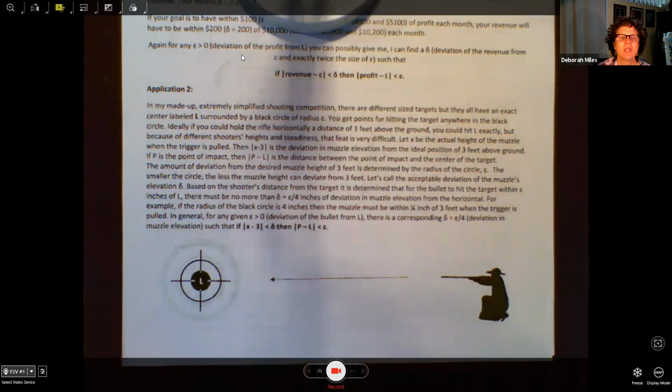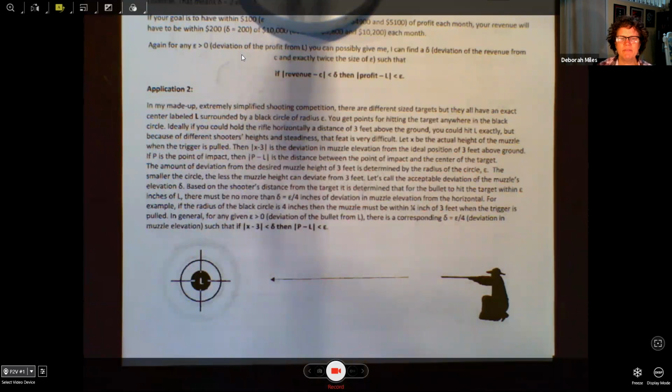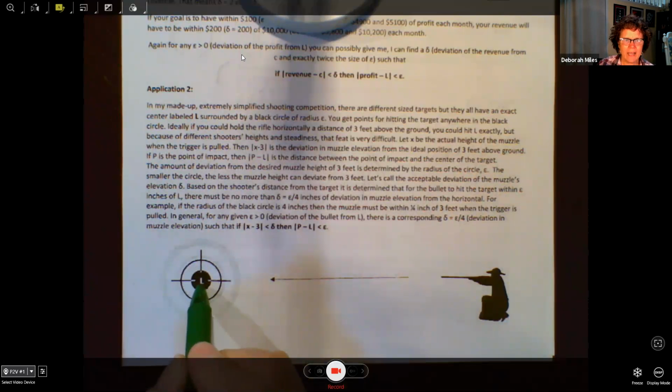definition of the limit. All right, and let me preface this by saying I don't know anything about target shooting. I made all this up. It sounds reasonable to me, but somebody who's really been in shooting competitions may go, that's not how it works at all. So complete fiction here. In my made up, extremely simplified shooting competition, there are different size targets, but they all have the exact center labeled L. And L is surrounded by a circle of radius.